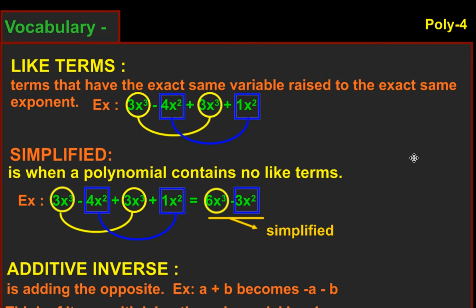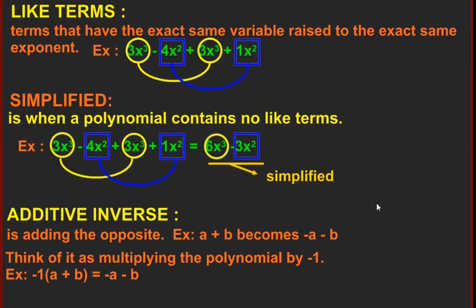Simplified. A polynomial is simplified when it contains no like terms. So if you take the example we originally had, if we combined the x thirds to get 6x to the third power, and we combined the x squares to get negative 3x to the second power, then we've simplified that polynomial.